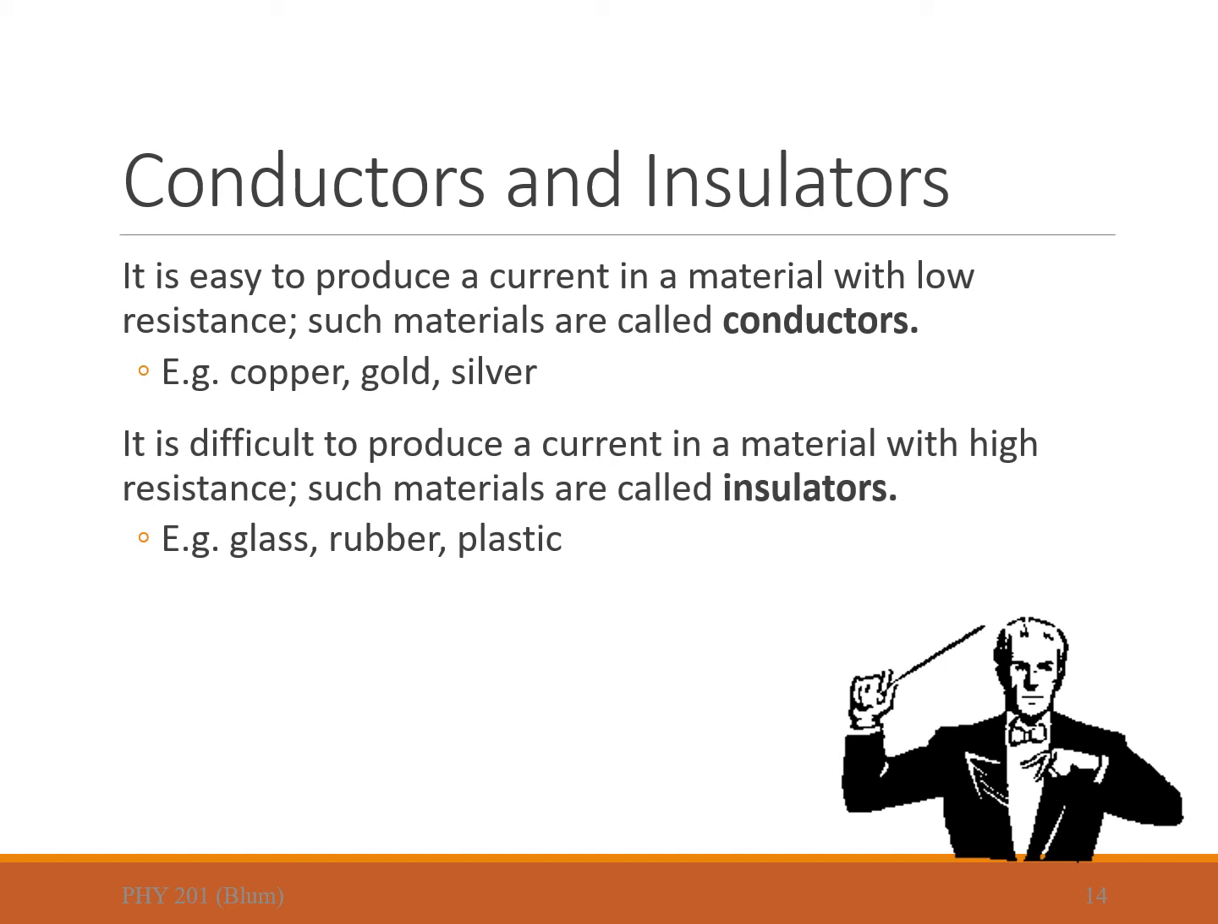Materials in which it's easy to produce a current, that is, materials with a low resistance, are known as conductors. Examples would be copper, gold, and silver, and we use these as wires to easily move current around from place to place within a circuit. If a material has a high resistance, then it is difficult to produce a current in it, and we use these materials as insulators, as a stopping point to not allow current past.